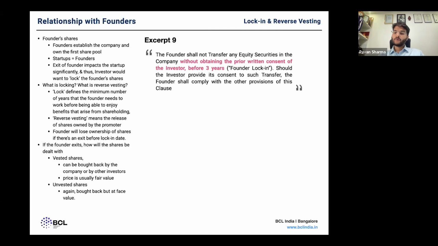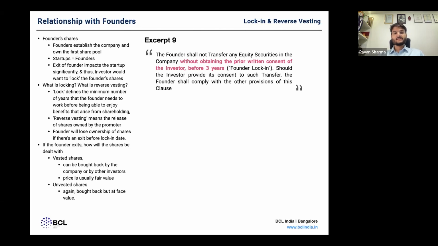In ESOPs, you have a concept of forward vesting, meaning only when the employee spends sufficient time in the company would the employee be entitled to receive shares. In the case of reverse vesting, the founder already has shares, so there's no question of giving more shares. But the founder's shares get released, and that is how you differentiate between ESOPs and reverse vesting.